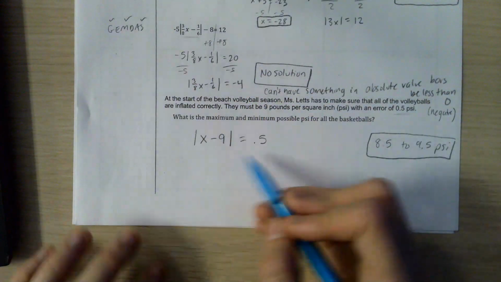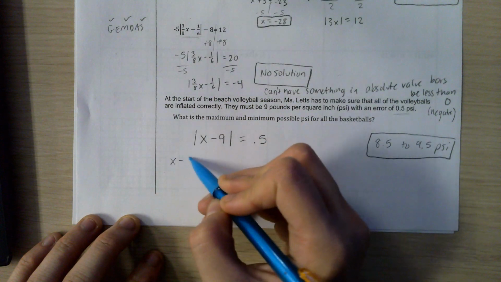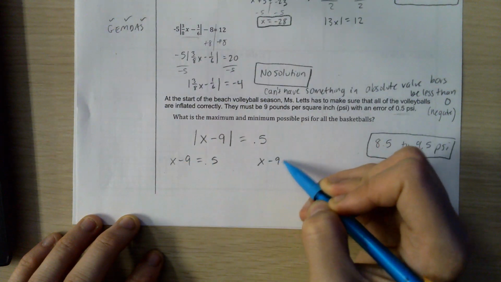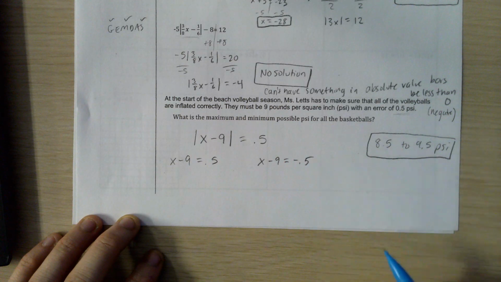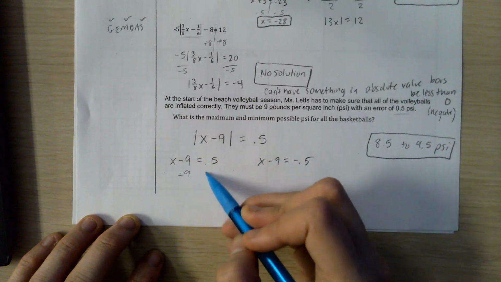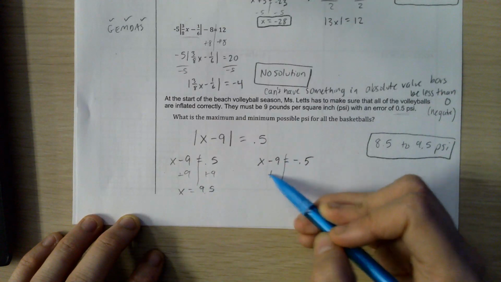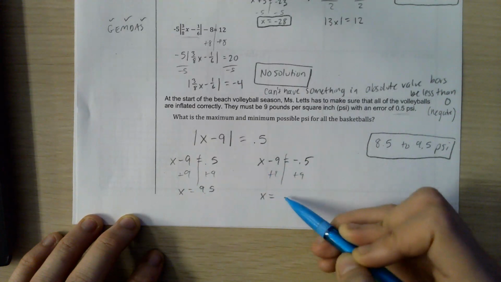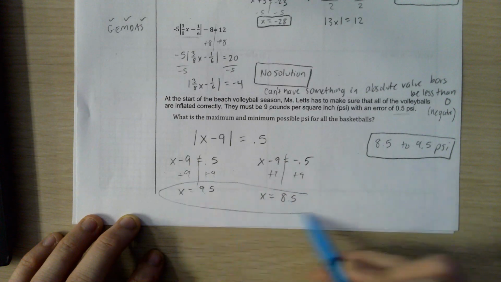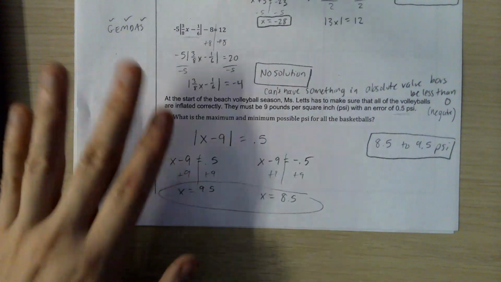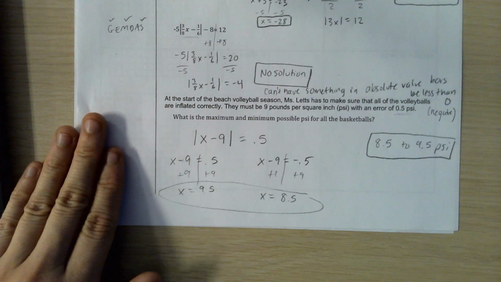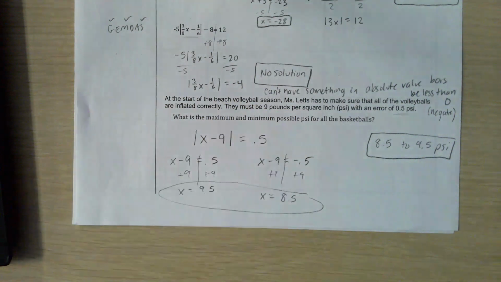And so then you could set this up doing our normal steps. So we have x minus 9 equals 0.5, x minus 9 equals negative 0.5, and then we solve. So we get x equals 9.5, x equals 8.5, and that's how we get our range. So this is sort of seeing one in context with a word problem, but with some common sense, you might be able to answer it anyway. So whatever you feel more comfortable with.